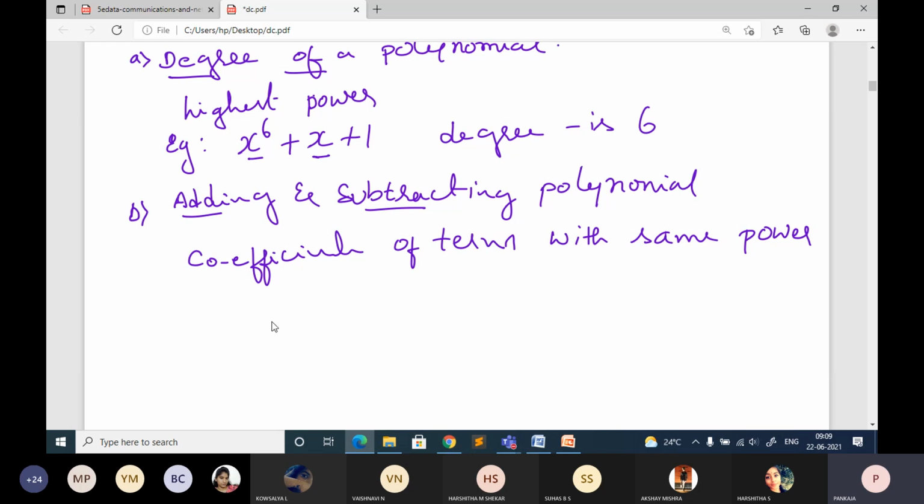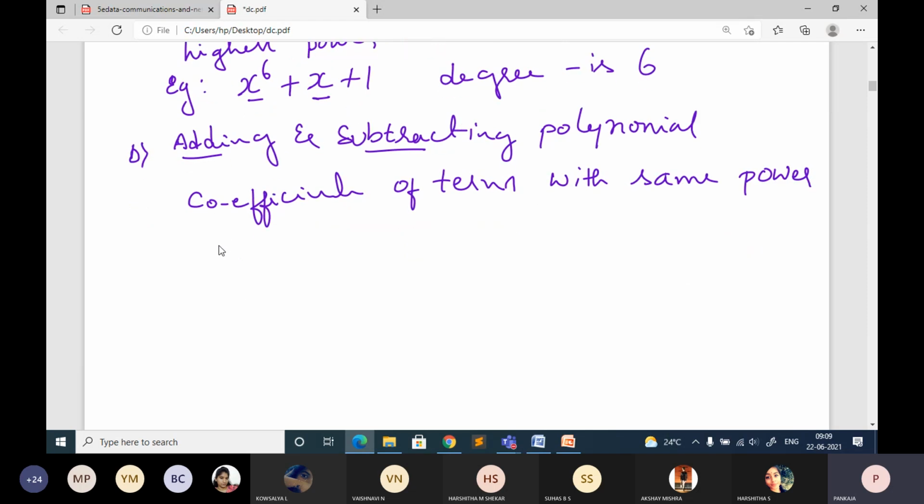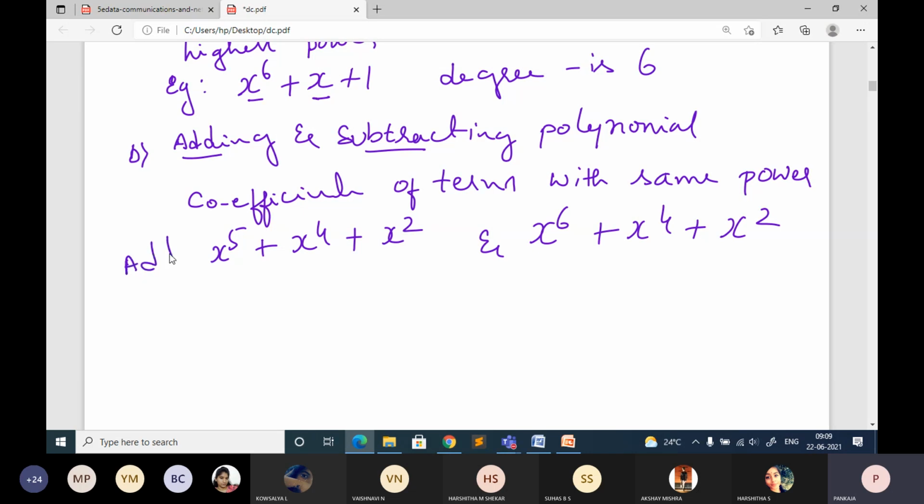Let me quickly give one example for this. Here I have x power 5 plus x power 4 plus x square. This is one polynomial, and the second polynomial is x power 6, x power 4 plus x power 2. Can you quickly tell what the answer is? This is for addition. Either addition or subtraction, you will be using the same rule.